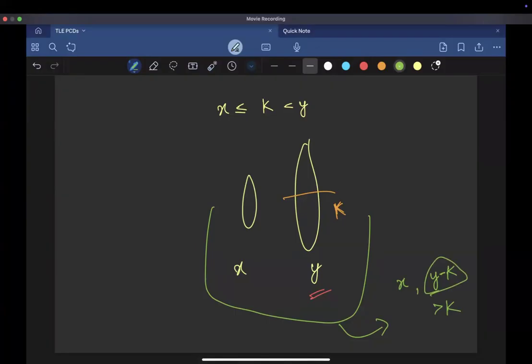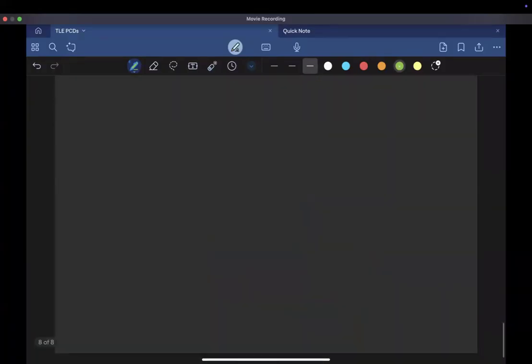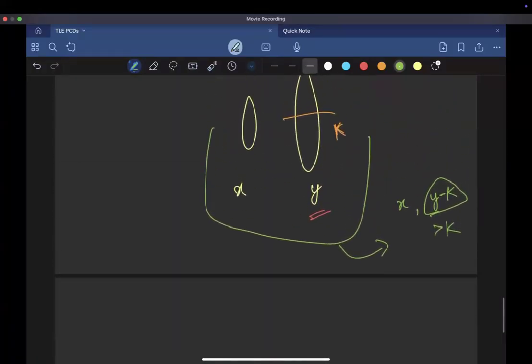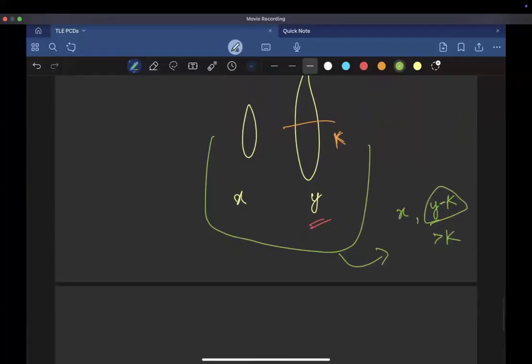If y minus k is less than or equal to k, in that case, Bob will not be able to make any move and Bob will lose. And in case y minus k is greater than k, then Bob can just remove this pile completely and Bob will win because Alice will not be able to make any move in future.